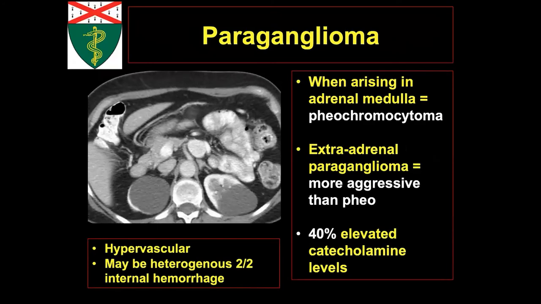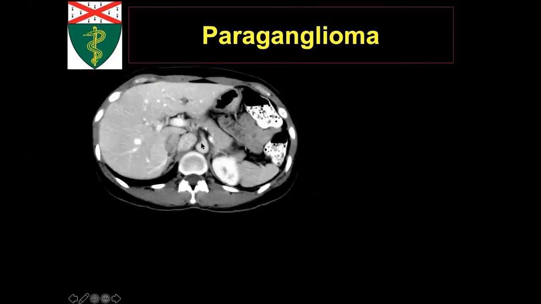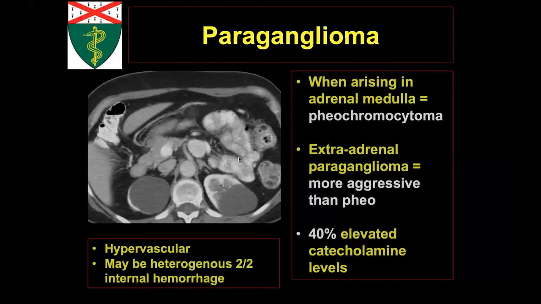Paragangliomas are from the parasympathetic ganglionic cells. When they arise in the adrenal gland, we call them pheochromocytomas. Elsewhere, we call them paragangliomas. And it turns out that extra-adrenal paragangliomas are more aggressive than pheochromocytomas, and only about 40% of them may have elevated catecholamine levels. On imaging, they tend to be very hypervascular. So you can see this lesion over here is quite hypervascular. And if they do appear heterogeneous, it may be because they sometimes have internal hemorrhage within them.